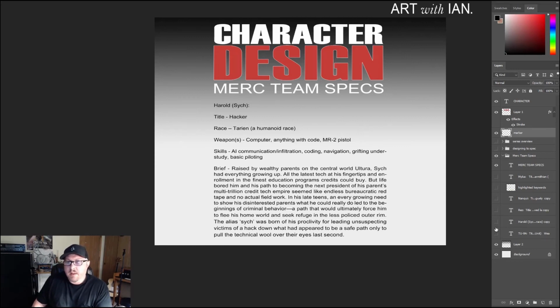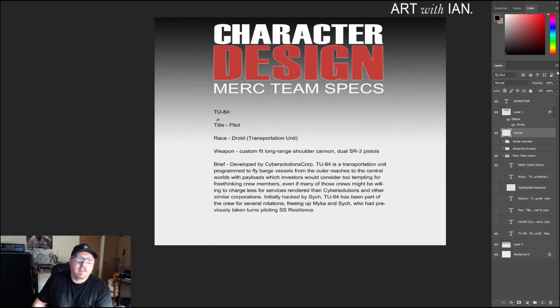And then last but not least, TU-84. This is the pilot. It's a droid. He's a transportation unit, hence TU. His weapons are a custom fit long range shoulder cannon, so that would be something built onto his shoulder, like a cannon looking thing, and then dual SR3 pistols.